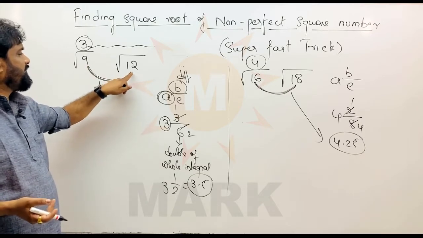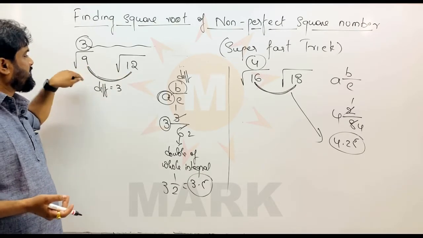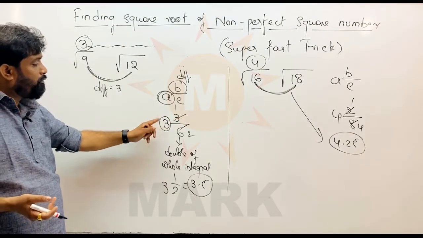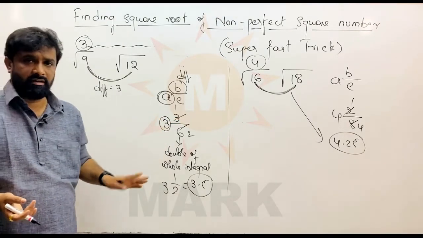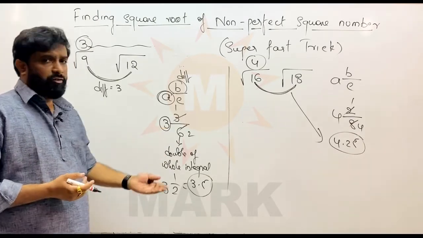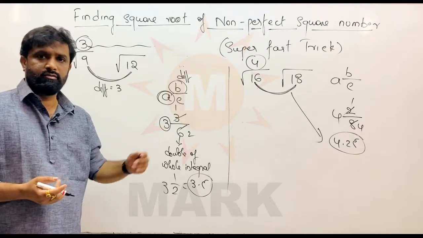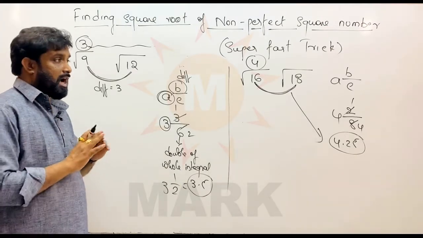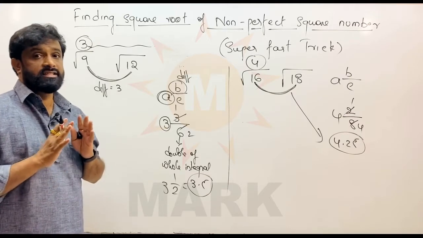Next, the difference between the given number and the reference number you are taking will come in the numerator, and double the whole integral part will come in the denominator. Then you can simplify it if it can be simplified, and if you can convert it into decimals, you can do that too. So this is a very effective method. It will be highly useful, particularly wherever a calculator is not allowed.